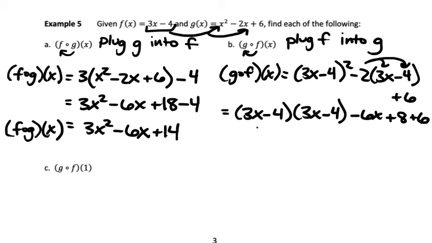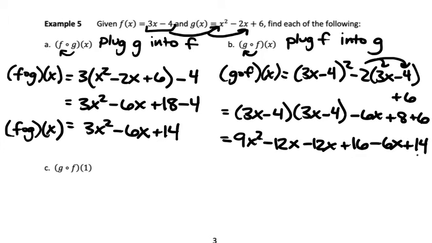Now what I need to do with these two sets of parentheses is use FOIL. So that's going to be 9x squared. This is a good review of using FOIL, combining like terms, all that good stuff. Minus 12x, minus 12x, and then plus 16. And then we have minus 6x. I'm going to add this plus 8 and plus 6 together to get plus 14.